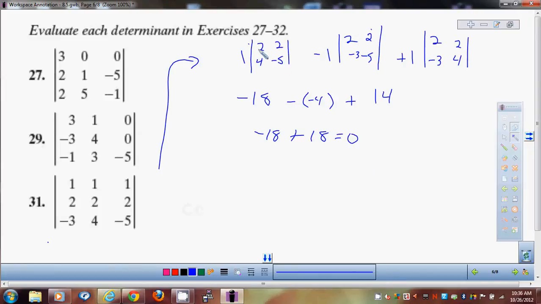Oh, the determinant. These are all determinants. AD minus BC. Negative 10 minus 8. And then that's what you're going to find all the way across. Yes, that's why there was a minus here. That's where that minus came from.